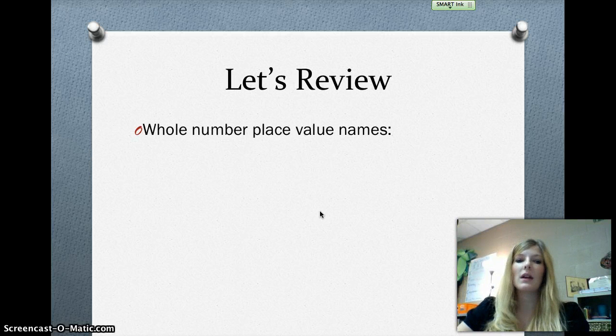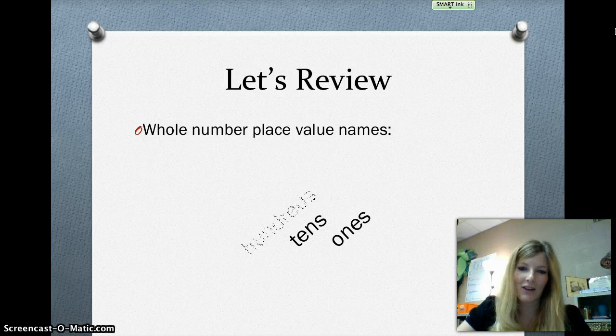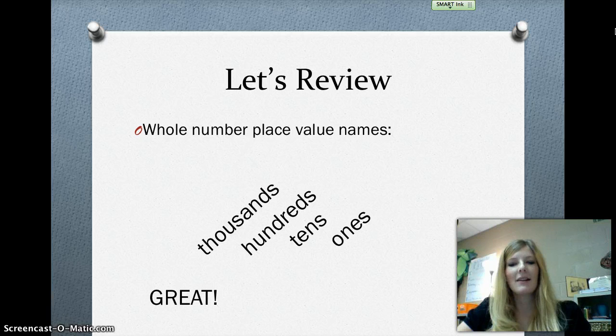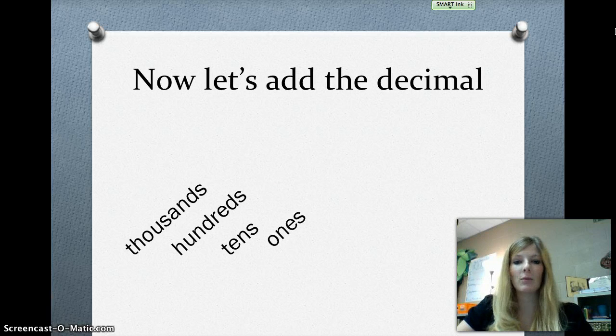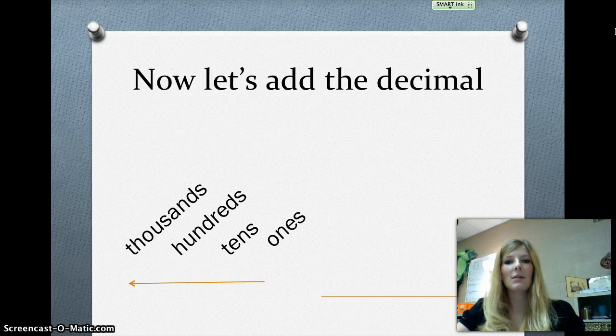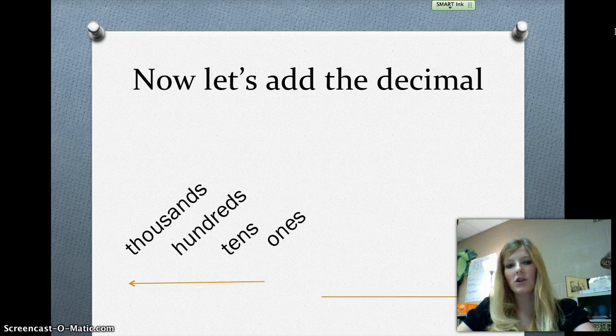Let's start out by reviewing our whole number place value names. So go ahead and say them with me. We start out with ones, and then we have tens, hundreds, thousands. Okay, you guys got it. So what I want to do next is move forward and review for a second about our decimal point. Remember that starting from the ones and getting larger, we have ones, tens, hundreds, thousands. When we add the decimal point, we're just going to be flipping that the other direction.